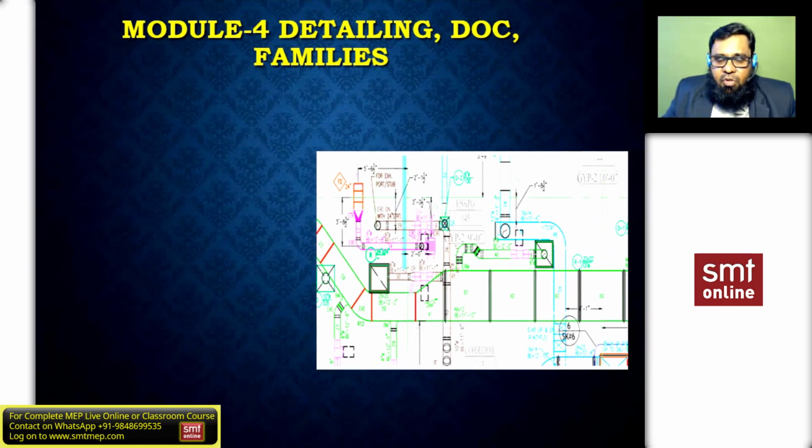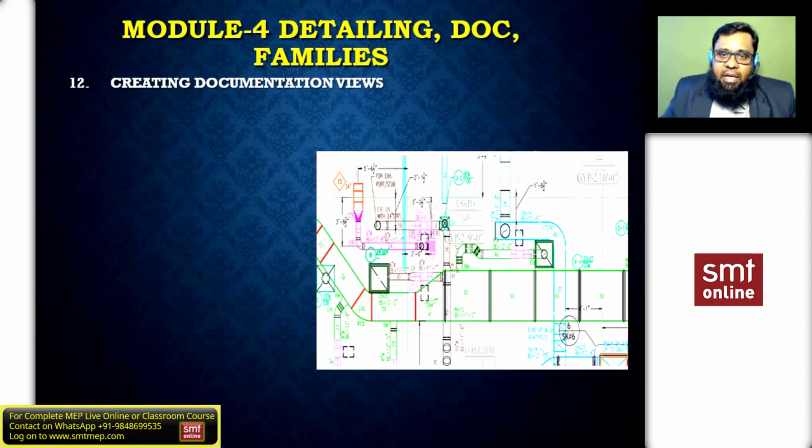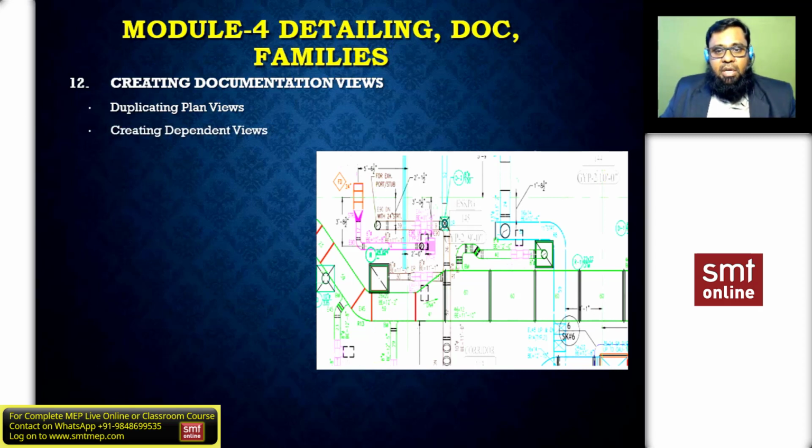Next, module 4, which is common for all the services. That includes detailing, documentation, annotation, dimension and families. In this, creating documentation views is important to get before starting the shop drawing, duplicating plan views, creating dependent views. If you are dealing with a big project, then dependent views will help to make a section of that particular view to set in 1:100 scale.